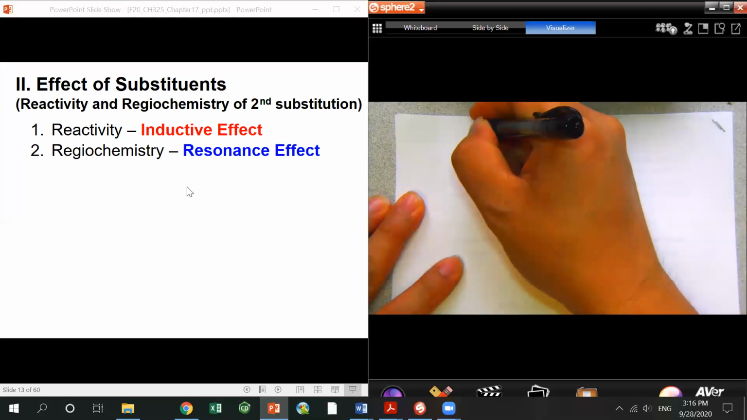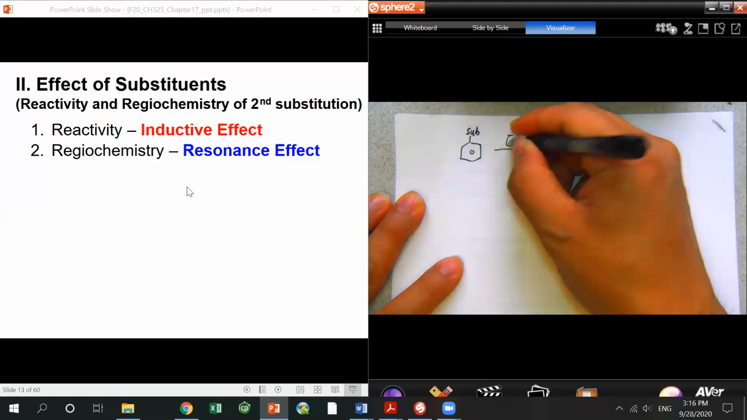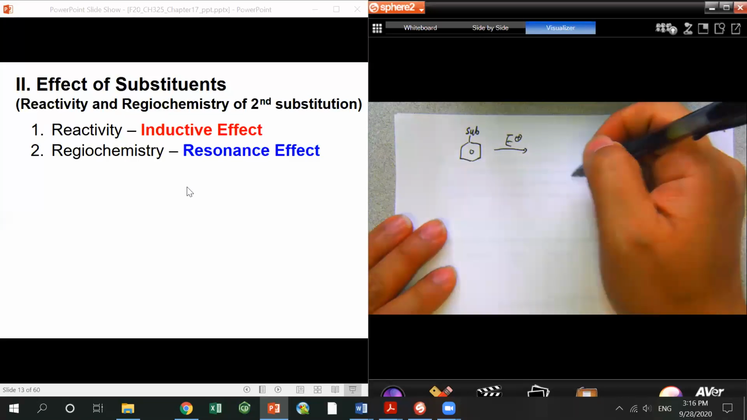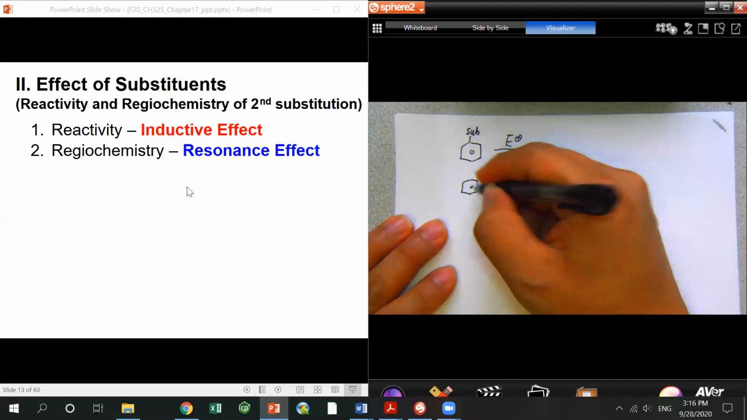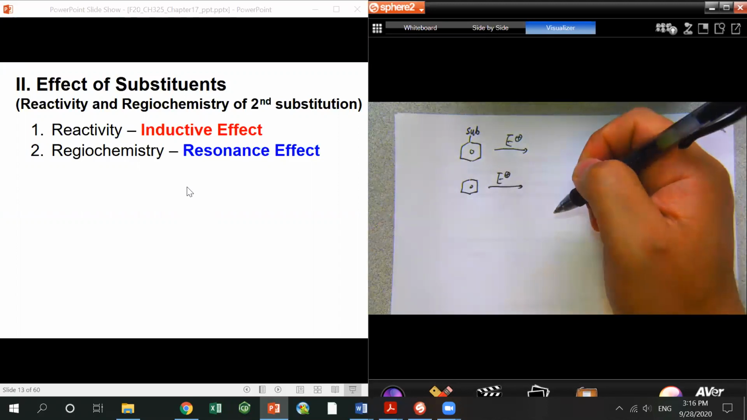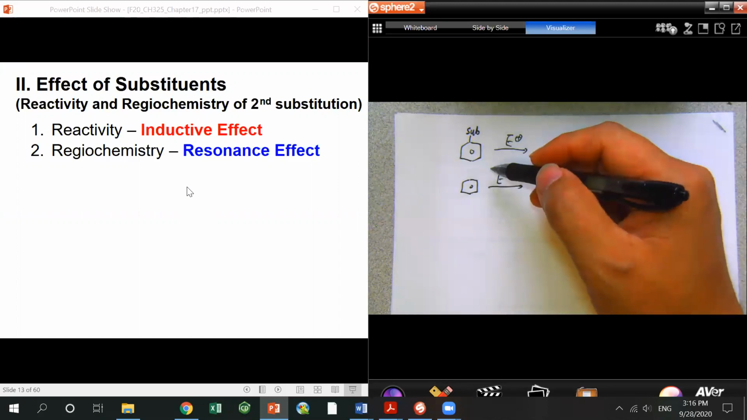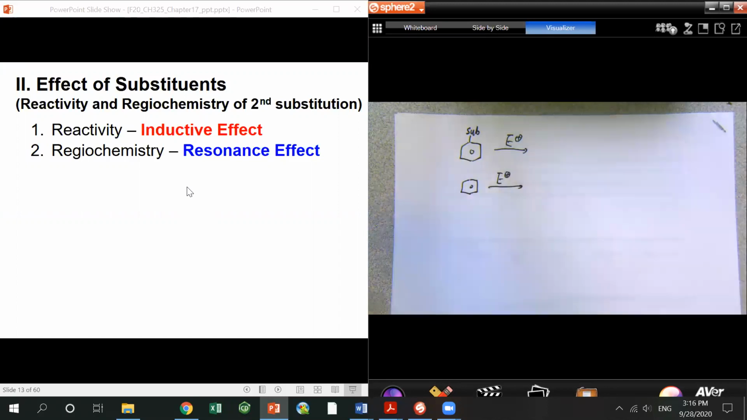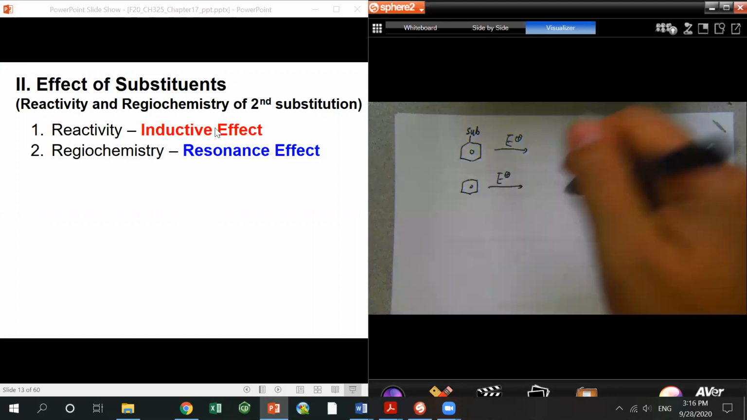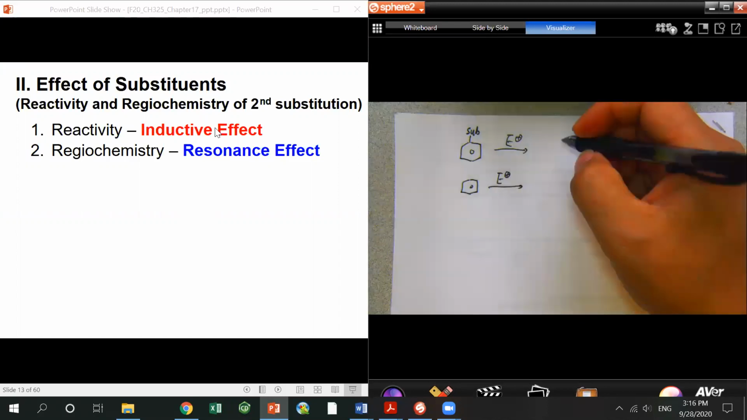So we already have one substituent group on the benzene ring, and we try to do the second EAS reaction, and then we compare with just benzene, where there's nothing on the benzene ring. First is the reactivity: how fast is this reaction compared with benzene, faster or slower than benzene? That's reactivity, which is determined by the inductive effect. And second is the relative positions for the second substituent group, the second electrophile.